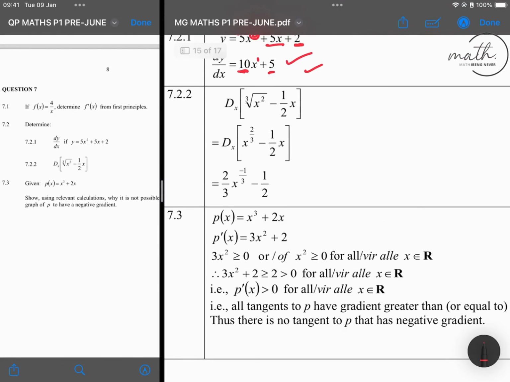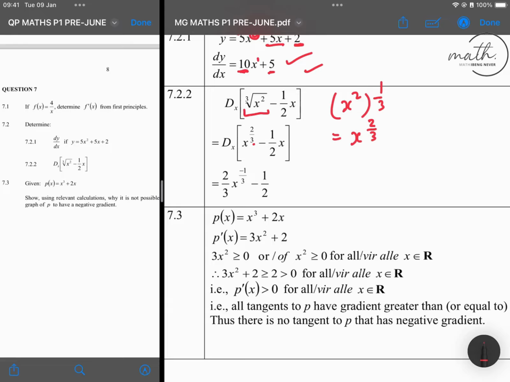Next one. This one is also easy. The problem is just that you have to change it. So x squared, then you put it as 1 over 3. Remember the cube root means 1 over 3. Then 2 times 1 over 3 is the same thing as 2 over 3. That's how they ended up there.